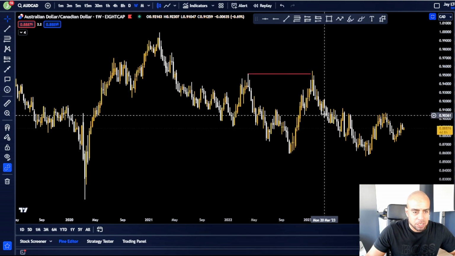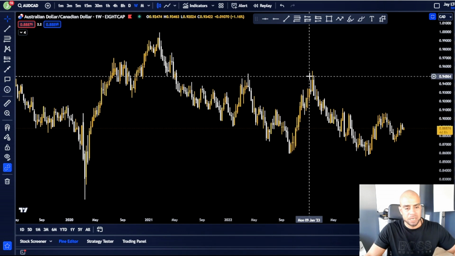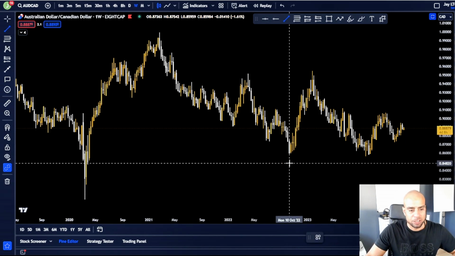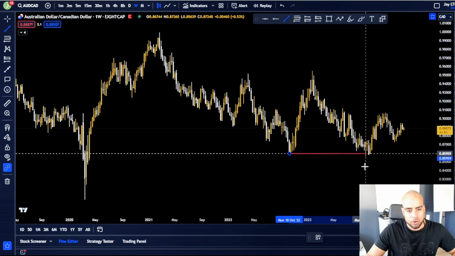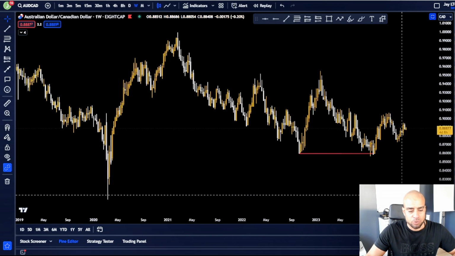And it didn't manage. No weekly candle closed above it, so therefore there was no market structure shift. But on the other side, we have managed to take out this low here, create a break of structure. As you see, this candle actually closed below it. So we had a perfect break of structure there.